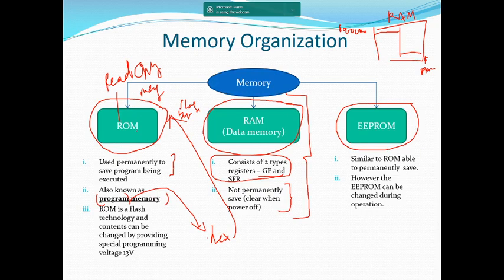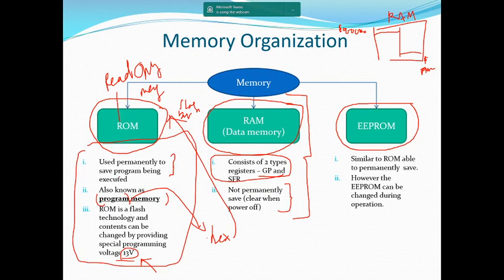The ROM is a flash technology and its contents can be changed by providing a special programming voltage of 13 volts. If you want to burn your ROM, you are required to give this 13 volts. When you want to burn your ROM, it will automatically change the voltage input to 13 volts. This is quite high because your system only needs 5 volts to work. Only for the purpose of flashing the program do you require this 13 volts. Okay, so that is the ROM.